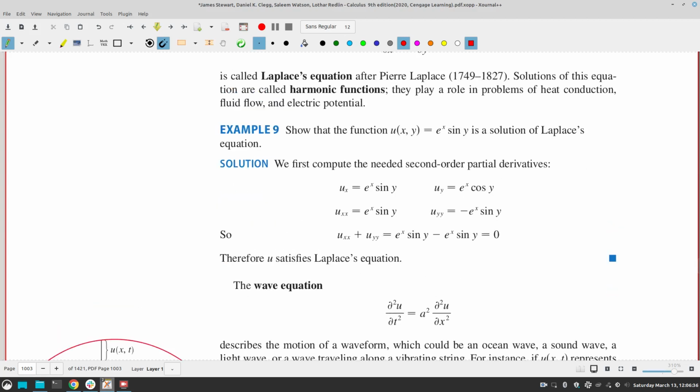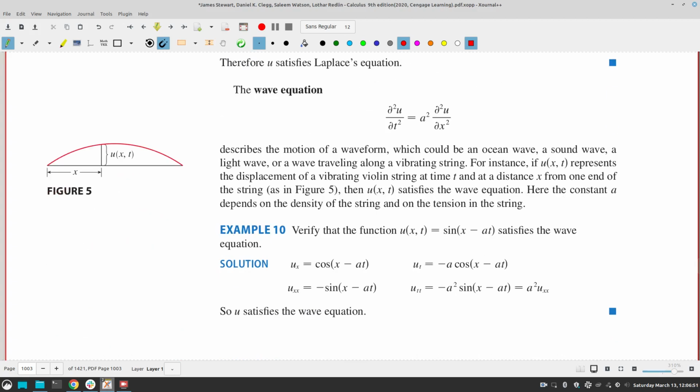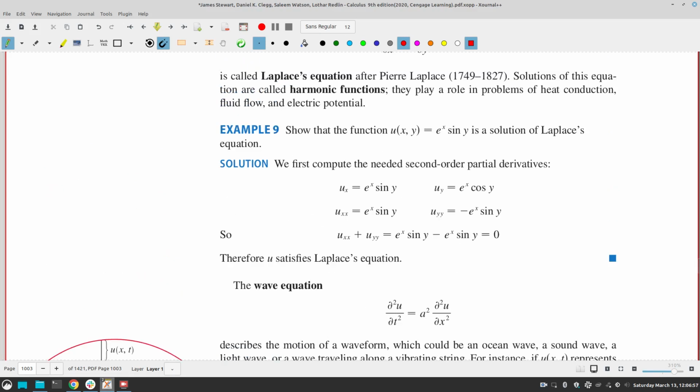So you have this partial differential equation called the wave equation, partial square u over partial t square equals a square partial square u over partial x square. This is what is known as a wave equation, and I want you to plug in u(x) equals sine of x minus at, to see that this satisfies the wave equation.